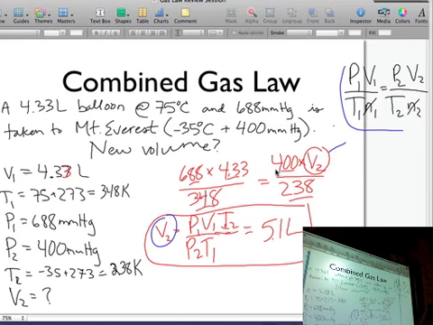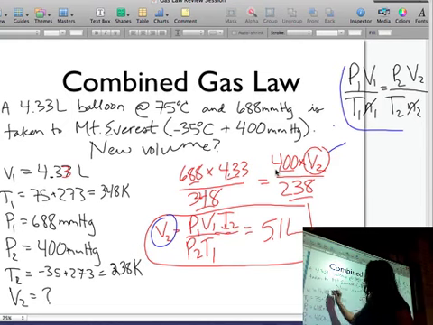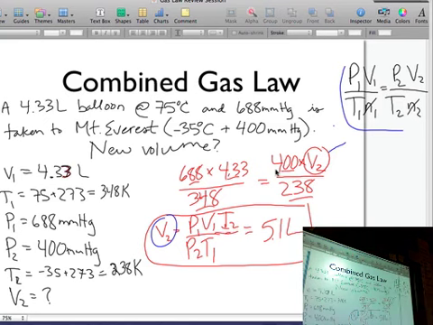But was I right? Did the volume go up? Yep. Very little, but it went up. But the temperature went down too, so there's a little push-pull there of which thing is stronger. And the answer is 5.1.